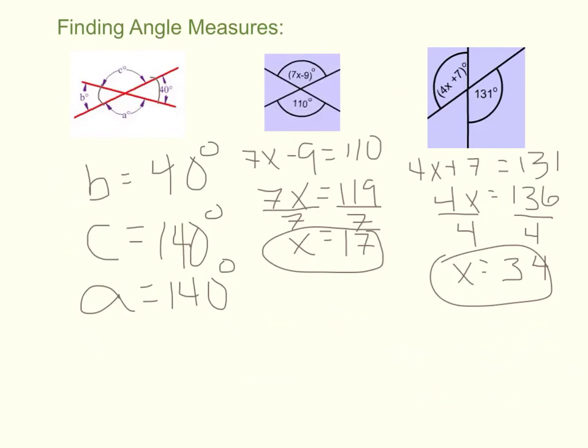In the first one, 7x minus 9 degrees is vertical of an angle that is 110 degrees. Therefore, 7x minus 9 equals 110. When we solve the equation, we get x equals 17. In the final example, an angle with 4x plus 7 degrees is vertical of an angle of 131 degrees. Therefore, 4x plus 7 equals 131. Solving the equation, we can determine that x equals 34.